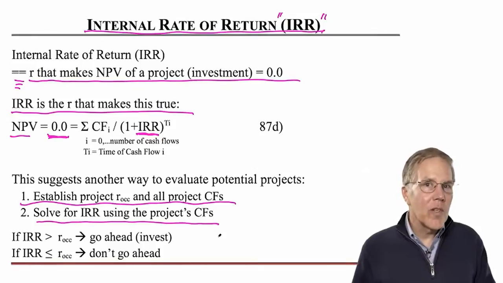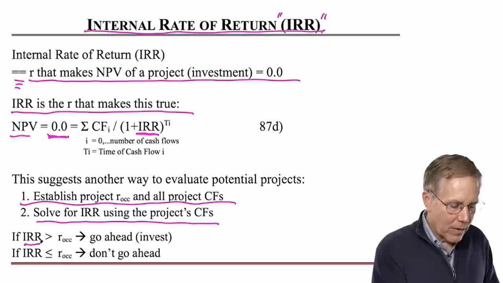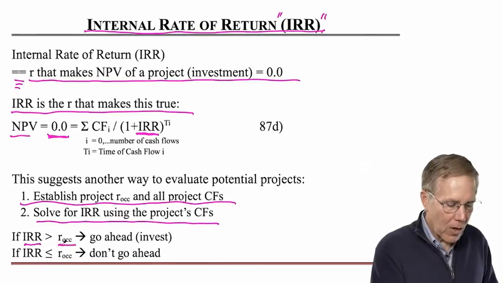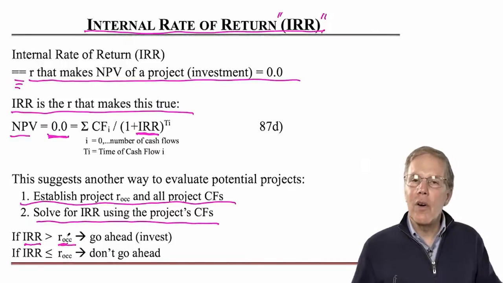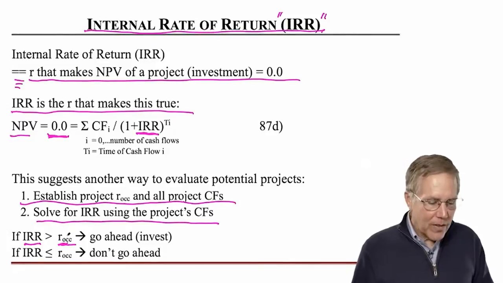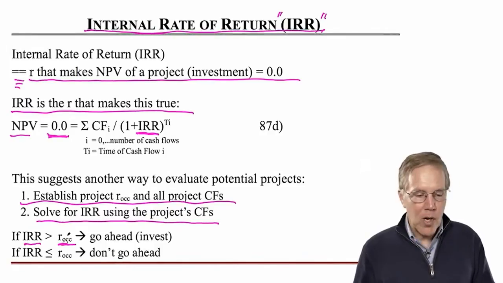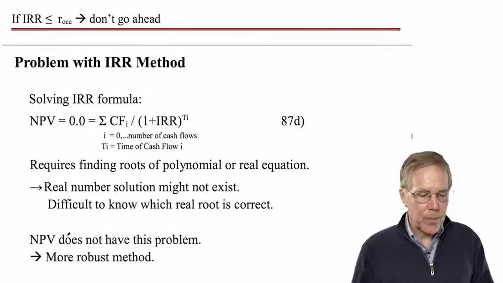And then this is really nice because it's nice and intuitive. We can just say if the internal rate of return is greater than our cost of capital return, we should go ahead. And if the internal rate of return is less than or equal to our opportunity cost of capital return, we shouldn't go ahead with this project. This is really great because it's very intuitive. A lot of people like this method.